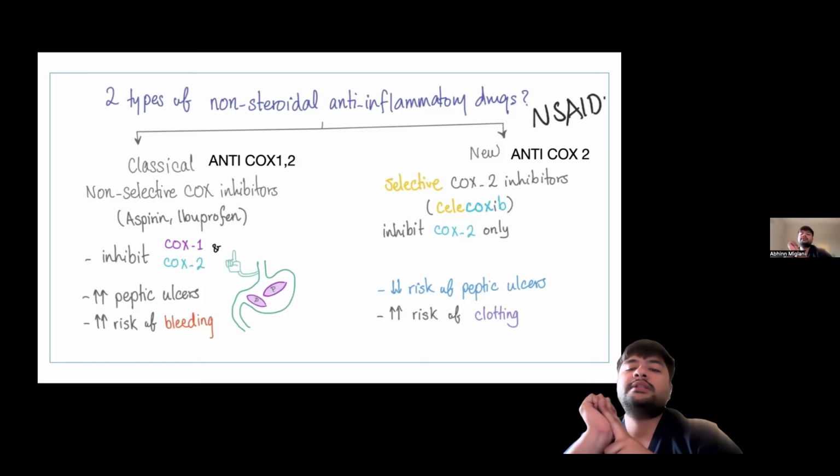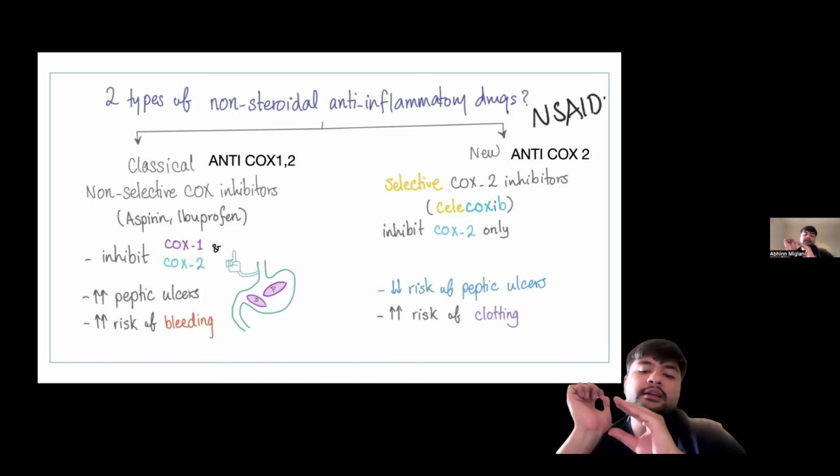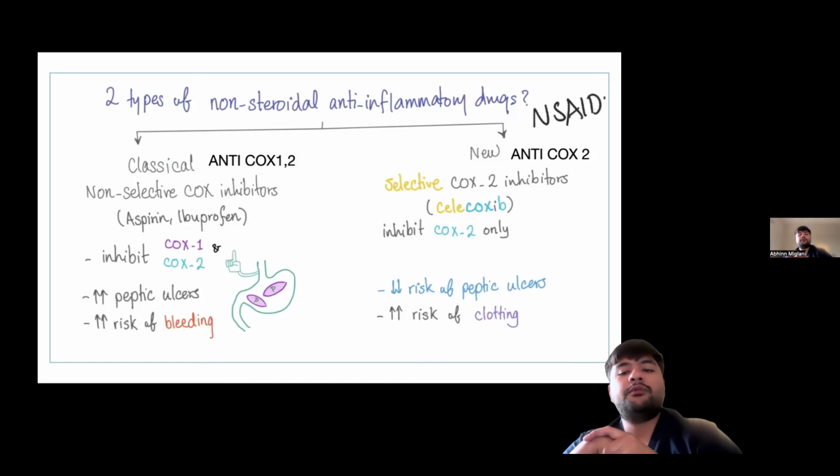And the newer ones, the selective COX-2 inhibitors, decrease the risk of peptic ulcer but increase the risk of clotting. So they should also be used cautiously in patients, as it might be harmful for them, for example, in cases of myocardial infarction and atherosclerosis.